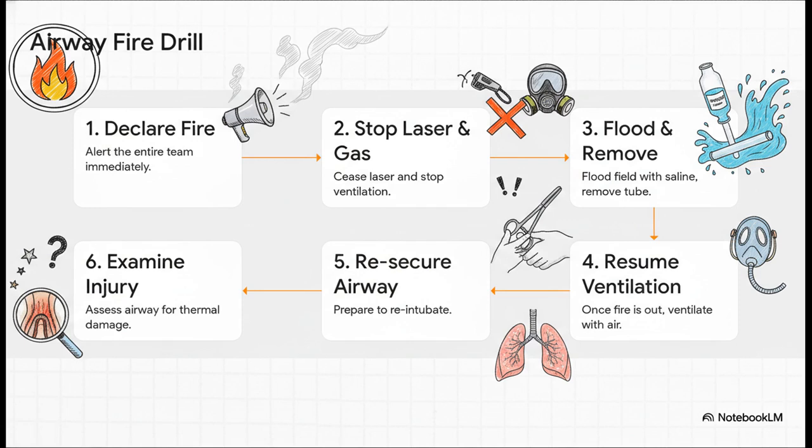If the worst happens, you need to have this drill burned into your brain. You have to be calm and you have to be decisive. You declare the emergency, stop the surgery, stop the gases, pull the tube, and flood the field with saline. Once the fire's out, the work begins again. You have to reassess and secure that airway, fully expecting to see significant thermal injury. These 6 steps are absolute must-knows for your exams.